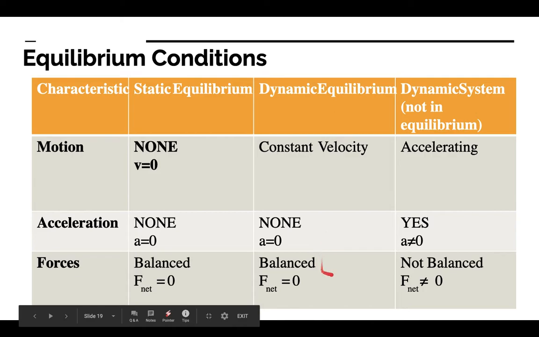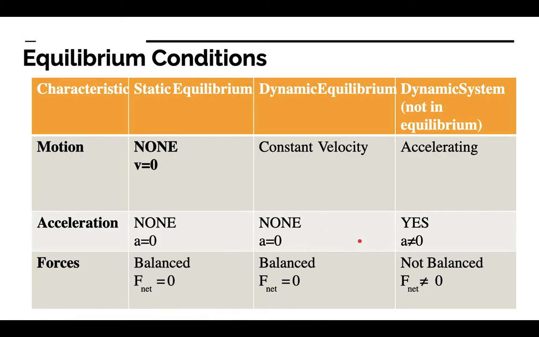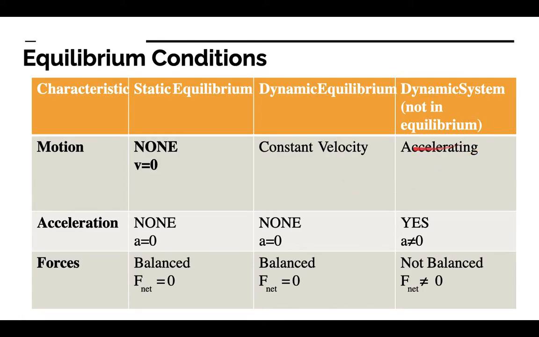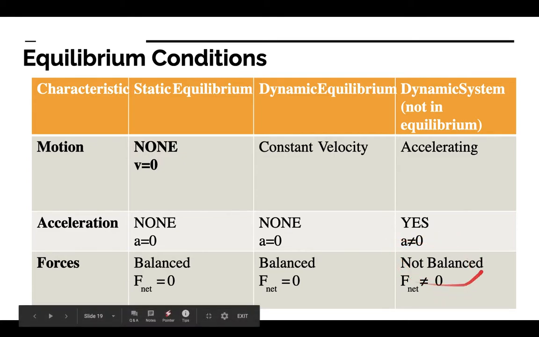An example of this would be a hockey puck sliding on ice. You have the force of gravity and the normal force of the ground counteracting each other, so the net force is 0, but your hockey puck is still moving at a constant velocity. And lastly, if we have a non-equilibrium system, the problem will indicate the keyword accelerating, or it'll ask you for the acceleration. In this case, the acceleration is not equal to 0, or the net force is not equal to 0.